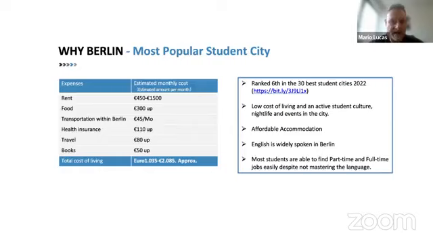Most students are able to find part-time and full-time jobs easily. So we will proactively support you in finding a part-time and full-time job to cover your fees. And that's what you can see here. The expenses in total might be between 1,000 euro per month and 2,000 euro per month. And you can see here that the biggest share comes from the rent, then food, and transportation within Berlin. You have to pay 45 euros, and then you can travel around Berlin and even further in the suburban area. Then, of course, 100 euro roundabout for health insurance, travel, and books.